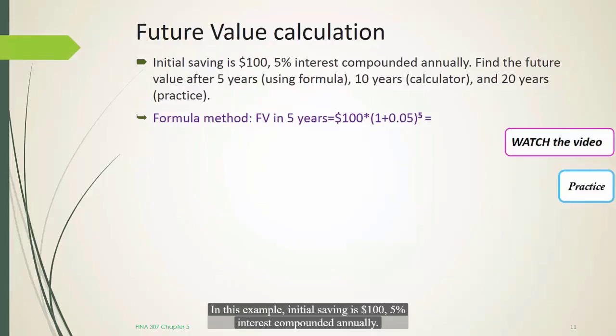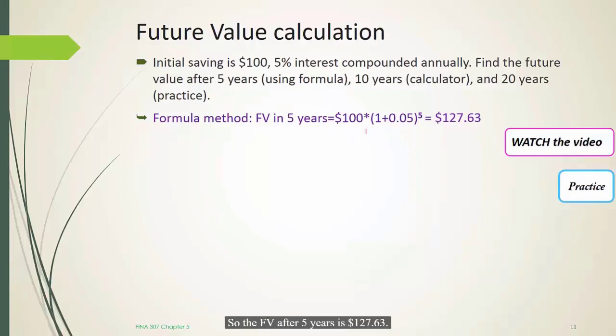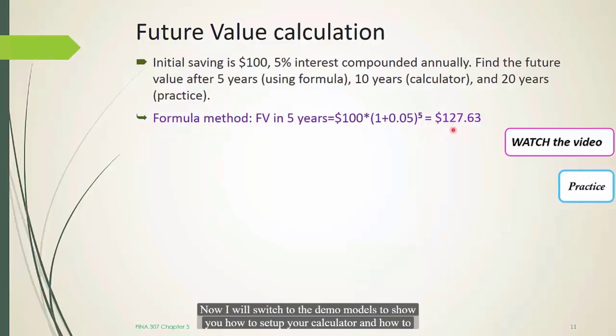In this example, initial saving is $100, 5% interest compounded annually. Find the future value after 5 years by using the formula, and the future value in 10 years by using the calculator, and calculate the future value in 20 years as a practice. This is how we set up the equation by using the future value formula. So the future value after 5 years is $127.63.